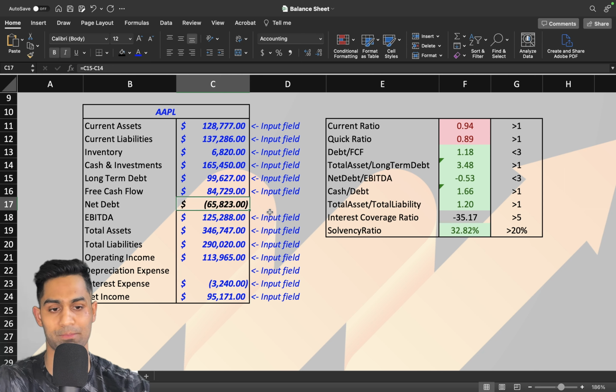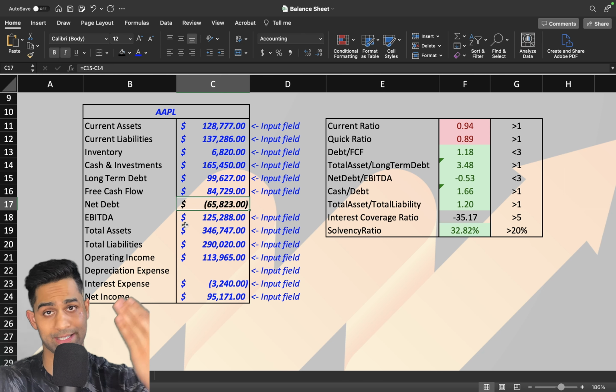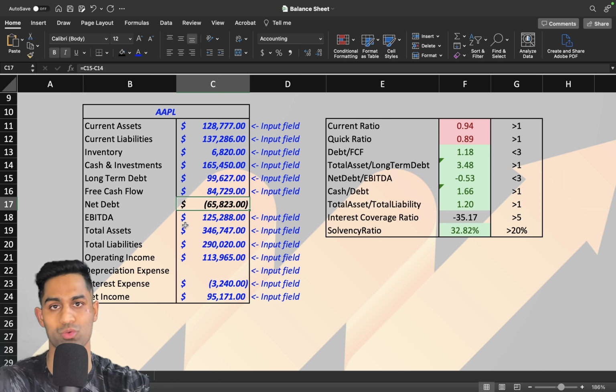I'm taking the trailing 12-month numbers because that's the last 12 months. And then for the balance sheet, you're going to get like a snapshot, right? The balance sheet is not like trailing 12 months or whatnot. The balance sheet is more like a snapshot of the most recent quarter, but income statement and cash flow is on a more trailing 12-month basis.